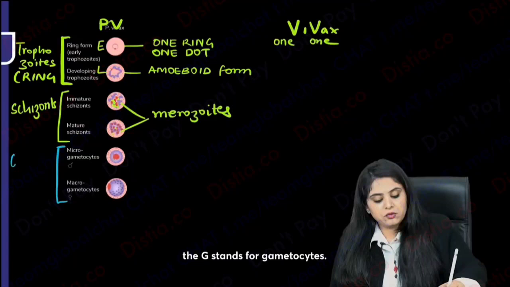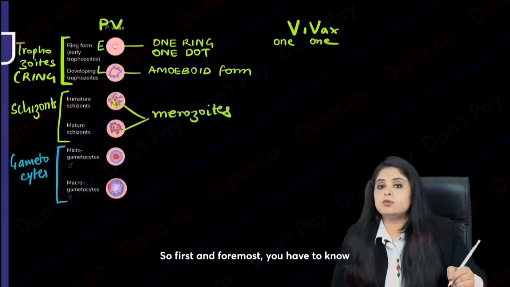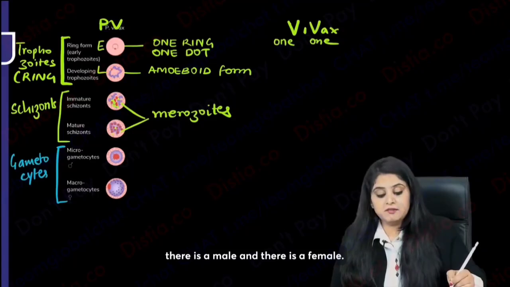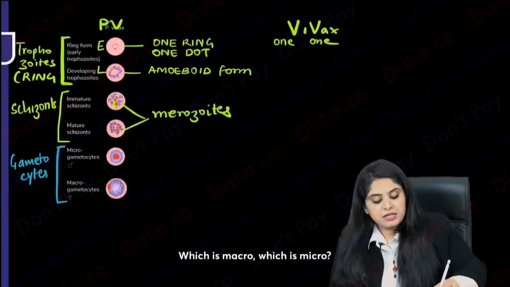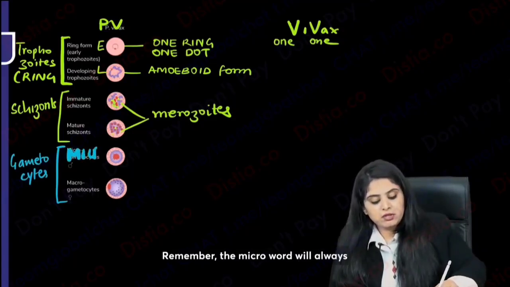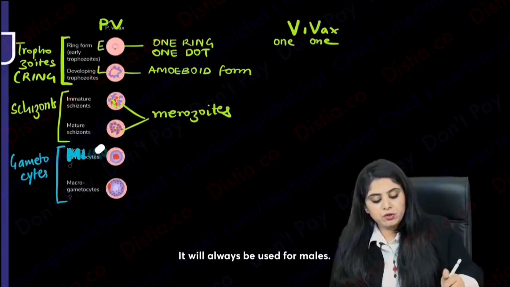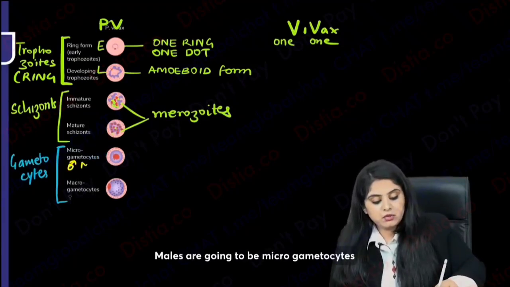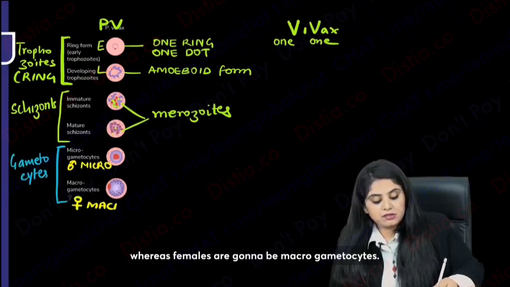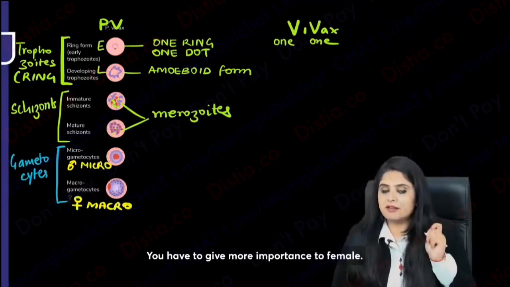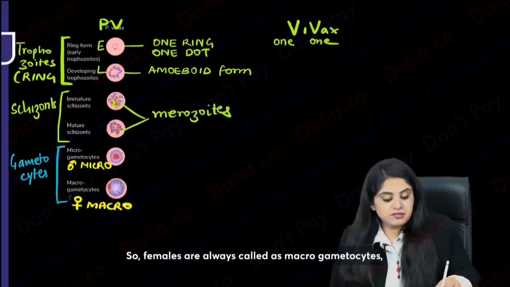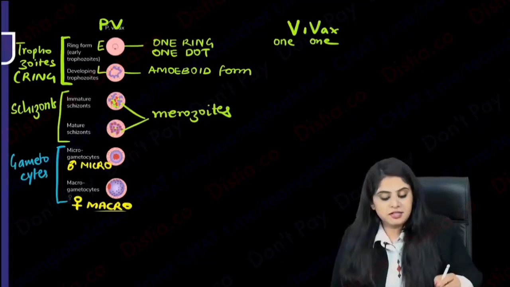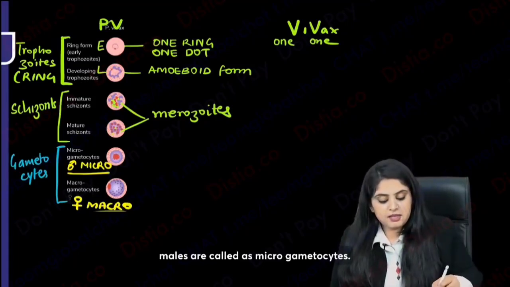The G stands for gametocytes. So first and foremost, you have to know there is a male and there is a female. Which is macro, which is micro. Remember, the micro word will always be used for whom? It will always be used for males. Males are going to be microgametocytes, whereas females are going to be macrogametocytes. Look, give females more importance. So females are always called macrogametocytes. Males are called microgametocytes.